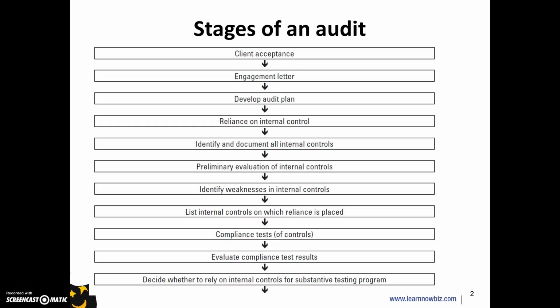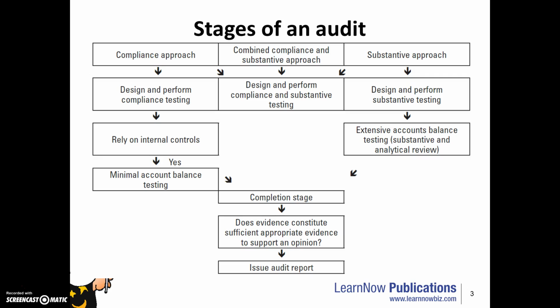We ask the question, will there be reliance on internal controls? We identify and document all internal controls, and we perform a preliminary evaluation of internal controls. We identify the weaknesses in this and list the internal controls on which reliance is placed. We then complete the compliance tests of control and evaluate these results and decide whether to rely on internal controls for the substantive testing program.